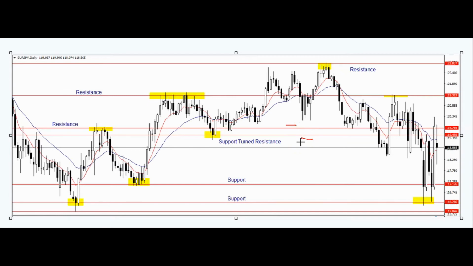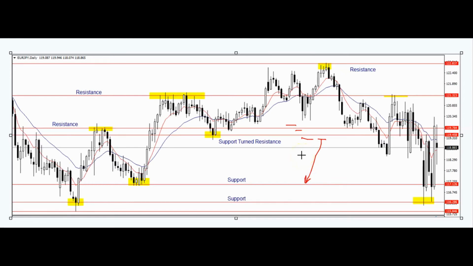We'll be looking to short this pair should we get a price action signal at either this resistance area here or this support turn resistance area just here. So we'll wait and see what happens on this pair, but my bias is bearish, and we will probably target first support here, but again we'll make that decision when the opportunity presents itself. But my bias is bearish.